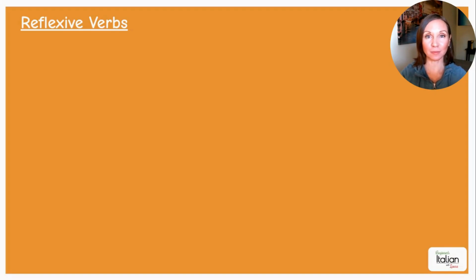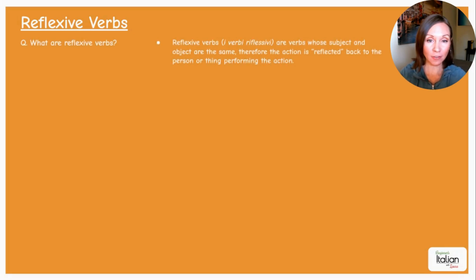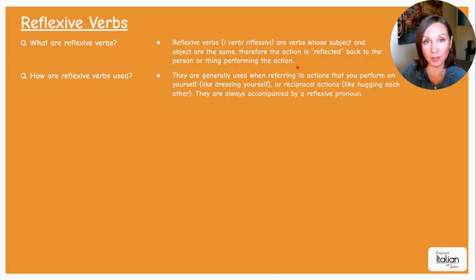Okay, reflexive verbs. What are reflexive verbs? Reflexive verbs, or i verbi riflessivi, are verbs whose subject and object are the same. Therefore, the action is reflected back to the person or thing performing the action. How are reflexive verbs used? They are generally used when referring to actions that you perform on yourself, like dressing yourself, or reciprocal actions, like hugging each other, and they're always accompanied by a reflexive pronoun.